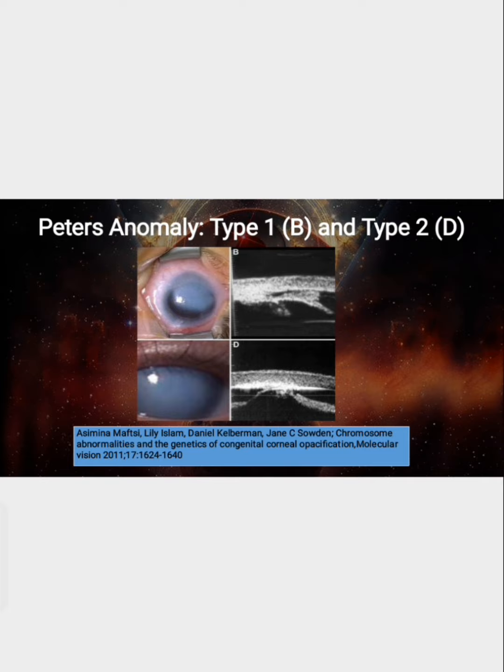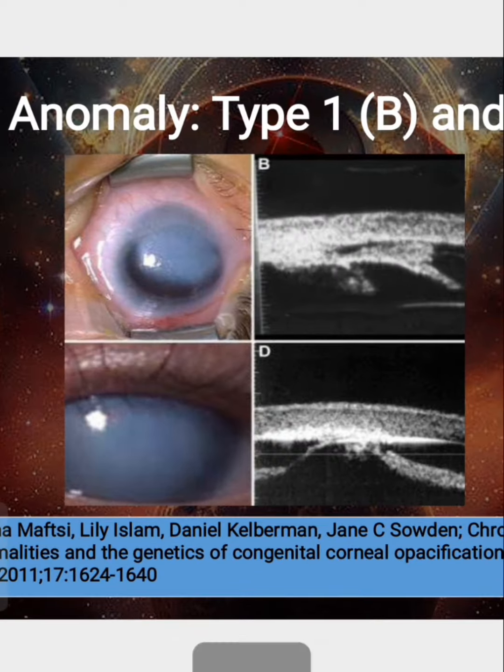Many disorders are because of anterior segment dysgenesis: Peters anomaly, Axenfeld anomaly, posterior embryotoxon, Rieger anomaly, and Axenfeld-Rieger syndrome. As these are because of the anterior segment dysgenesis, they are usually associated with glaucoma. You can see here in picture B.